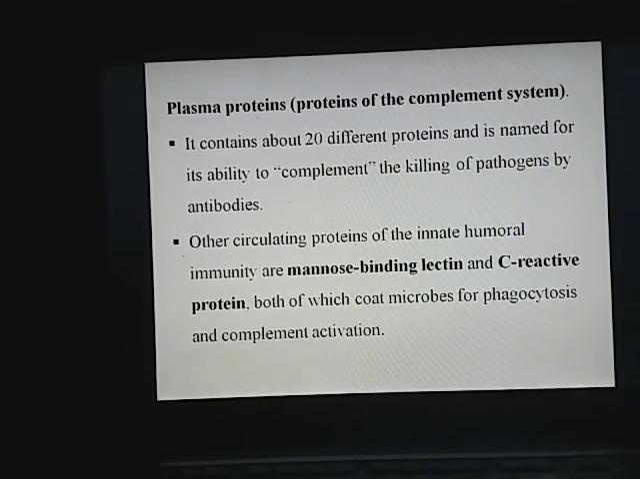And plasma proteins. The complement system contains about 20 different proteins and is named for its ability to complement the killing of pathogens by antibodies. Other circulating proteins of the innate humoral immunity are mannose binding lectin and C-reactive protein, both of which coat microbes for phagocytosis and complement activation.